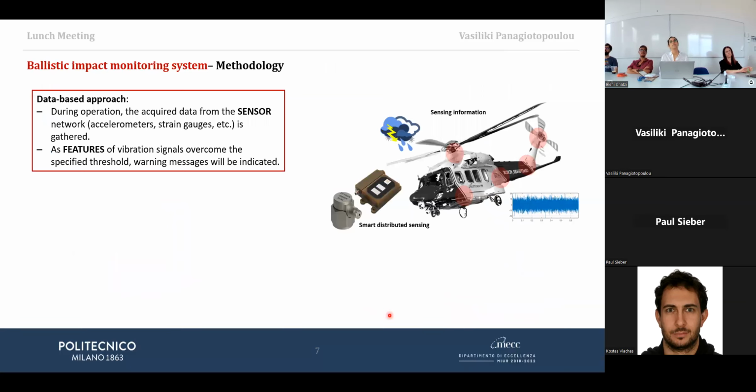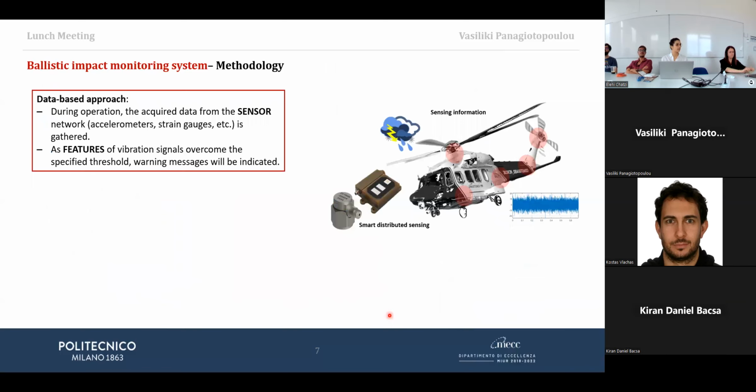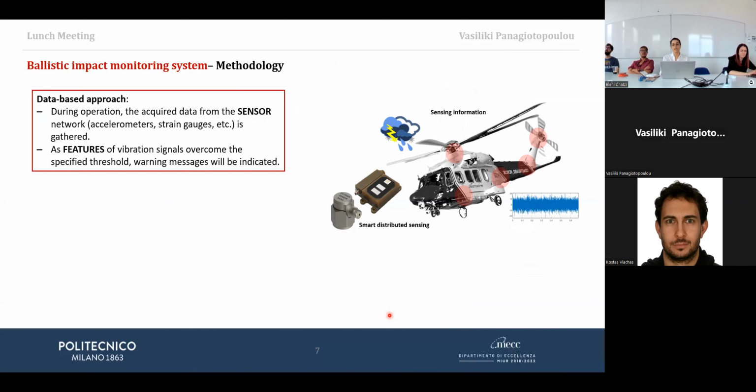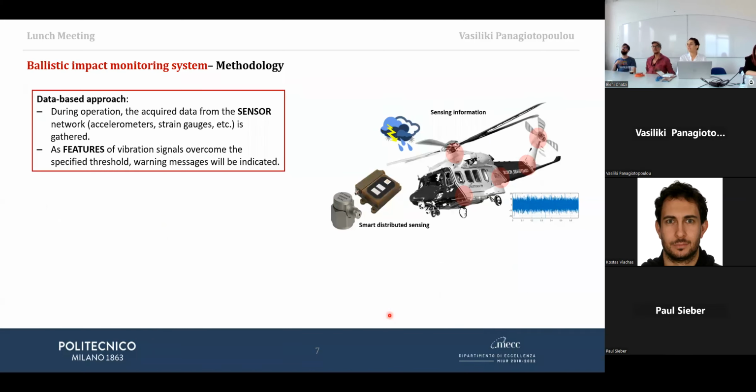So this is the database approach. I guess it's the most common in industry, and it's because they just mount many sensors on the fleet and acquire data, and then based on feature extraction, they can process those signals and specify some threshold and some warning messages to the crew.